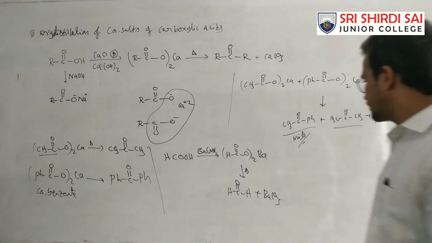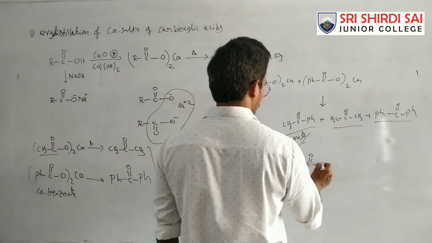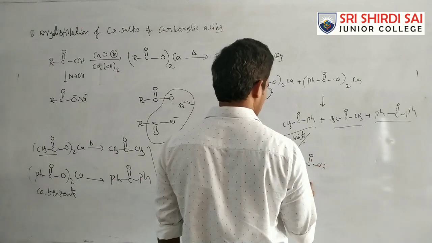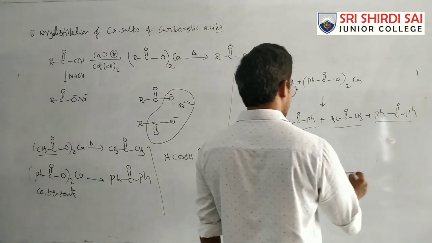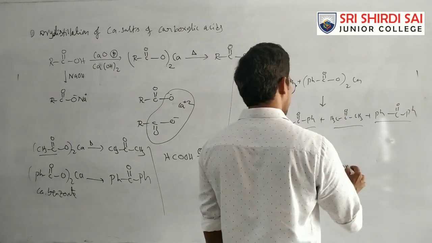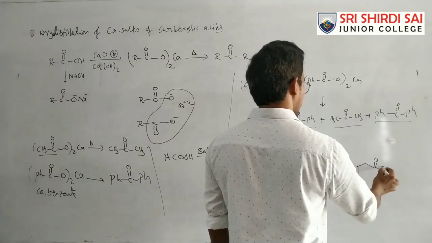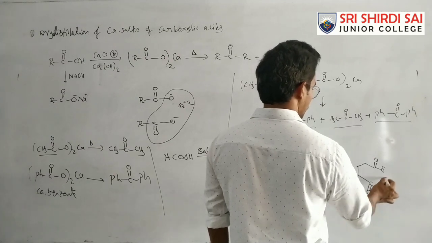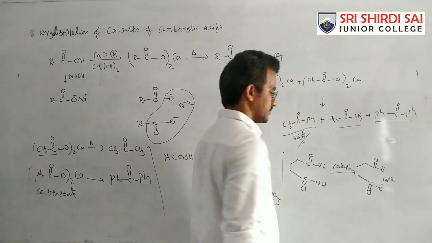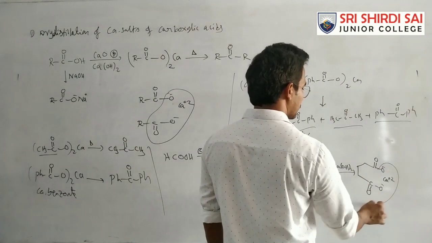Or suppose if you take the cyclic compound, C double bond OH, C double bond OH. So this one is heated with calcium hydroxide. We get the double bond O minus, double bond O minus, Ca plus 2. So this one on heating, removal of the calcium carbonate.